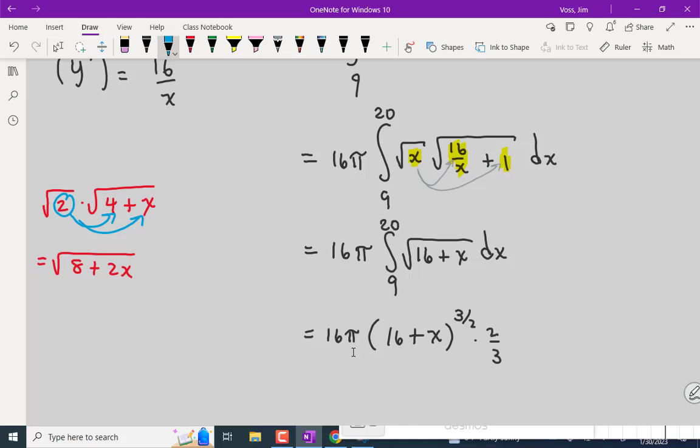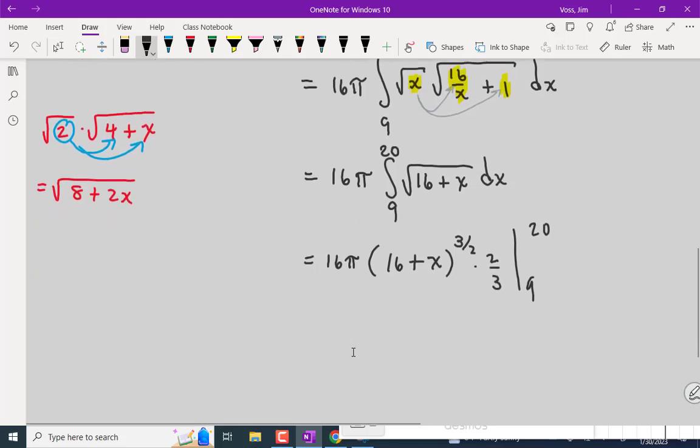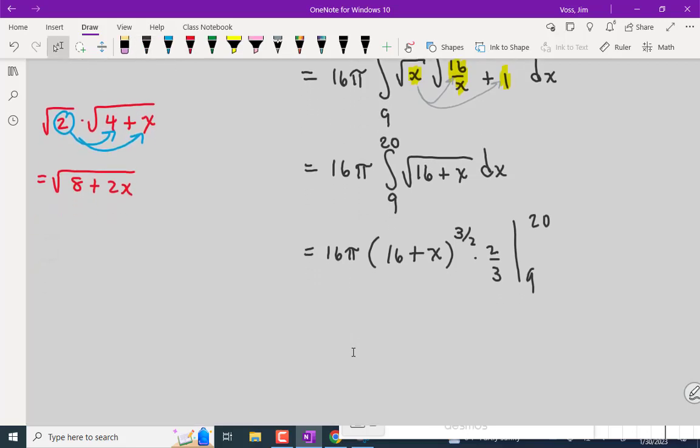So one root to rule them all. All right, one root only. And then 9 to 20, limits of integration. So the constants we can combine, so we have 32 pi over 3. Plug in the 20. 20 plus 16 is 36. That's a perfect square, so we get 6 cubed, which is 216.